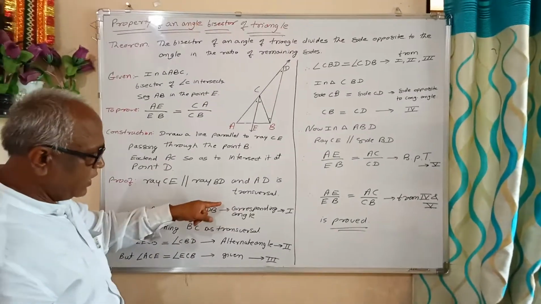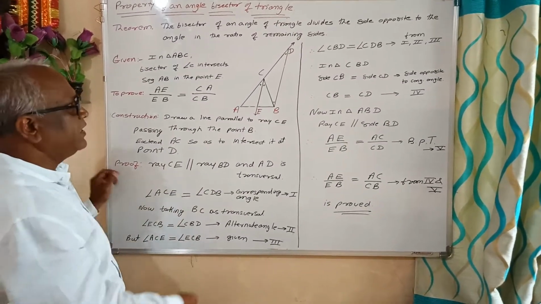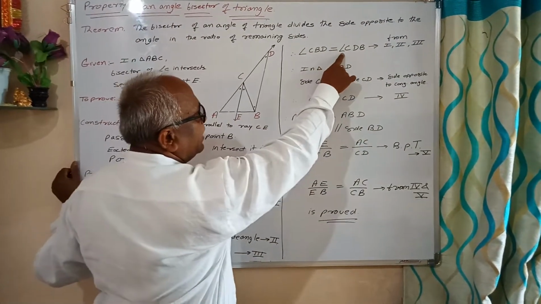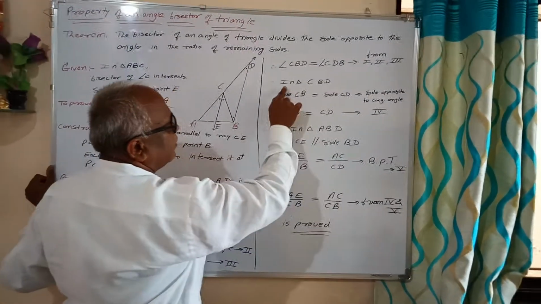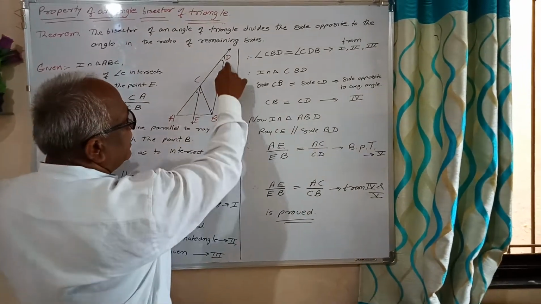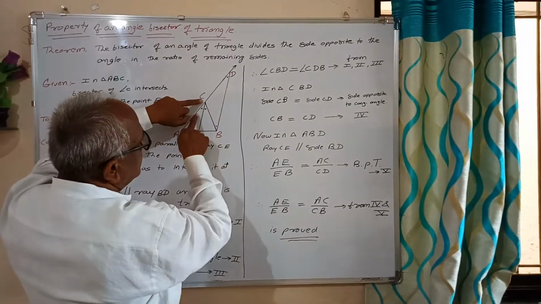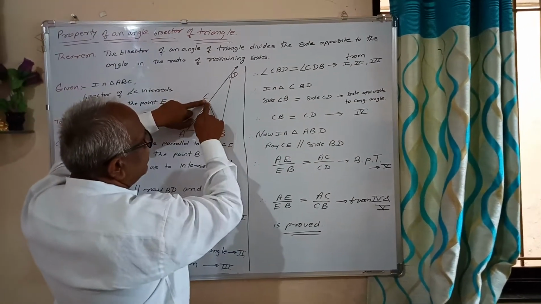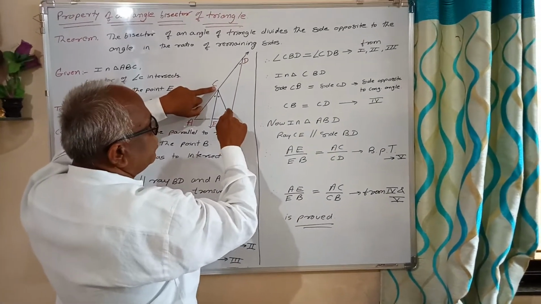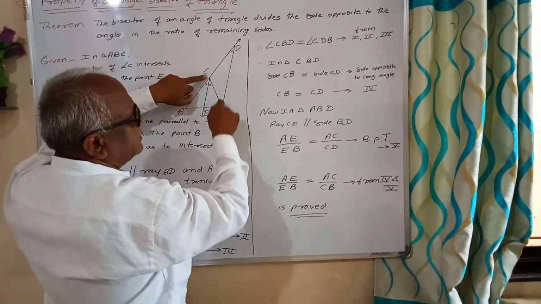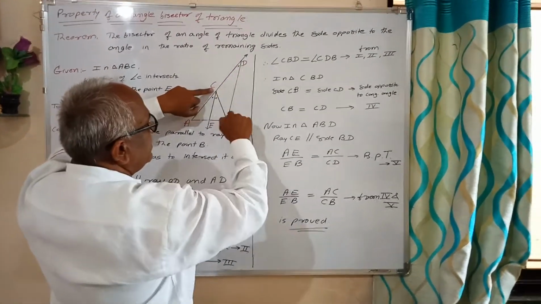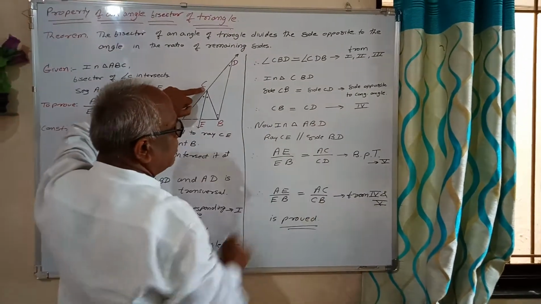From equations 1, 2 and 3, we get that angle CBD is equal to angle CDB. Now in triangle CBD, side CB is equal to side CD. These two sides are opposite to the congruent angles. Therefore, CB is equal to CD. That is equation number 4.